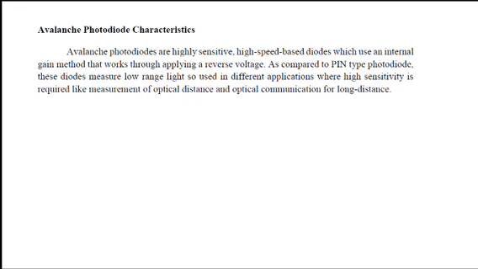And here are the characteristics of the avalanche photodiode. This is a very sensitive, high speed diode, which has an internal gain mechanism that works with the reverse voltage. This can be operated over a long distance.